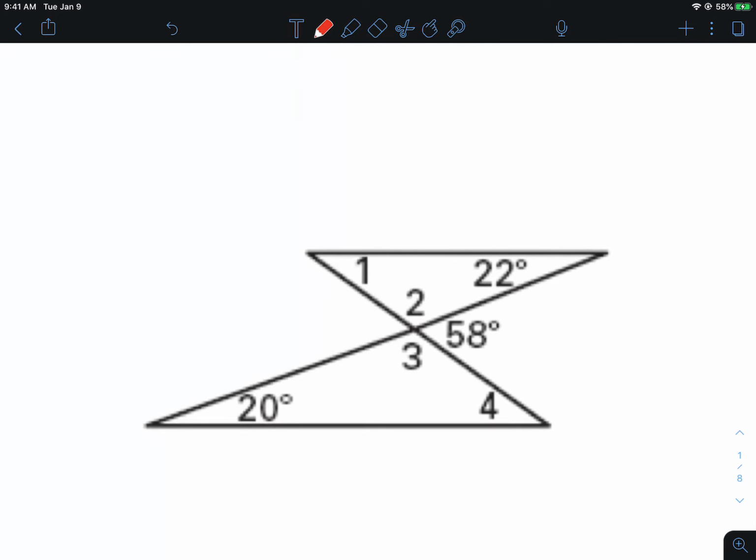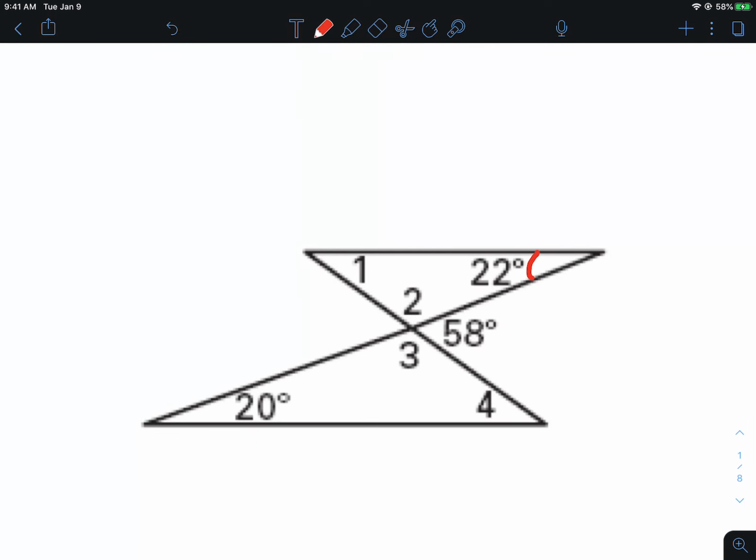Probably the biggest thing people are going to mess up here is the fact that these kind of look like alternate interior angles. They didn't really tell us that the lines are parallel, so we're not going to say that they're congruent. Obviously they're different numbers, so hopefully you don't run into that, but let's use the fact that we got a linear pair going on right here, so that should all add up to 180 degrees. So let's go 180 minus the 58. I think that's going to be 122 for angle 2.